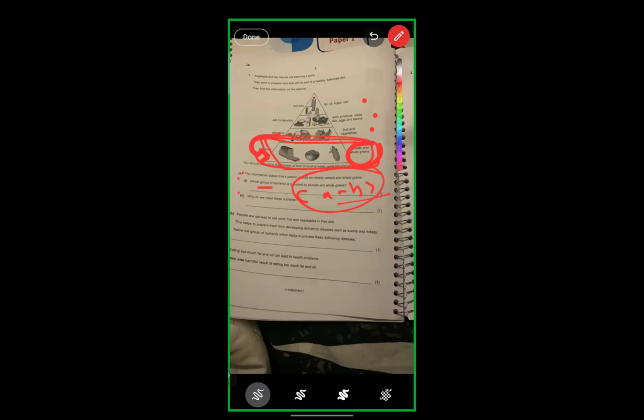Because these nutrients provide us with the energy, the needed energy. Once you said provide us with the needed energy, 100% right. Rather than that will never be accepted. Go to question B and read the general sentence about the question.